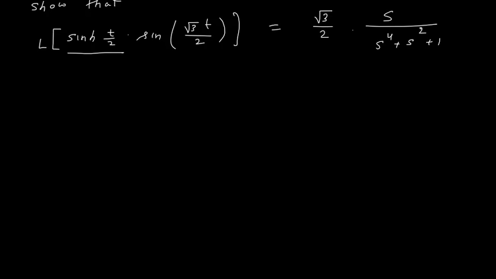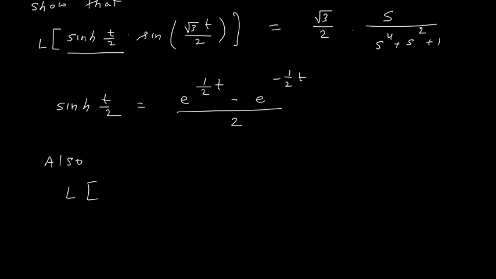So I will say that, first let us see what is sine hyperbolic t by 2. It is e power 1 by 2 t minus e power minus 1 by 2 t, and the whole divided by 2. This is my sine hyperbolic t by 2.